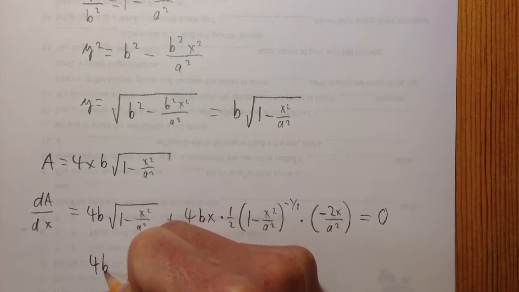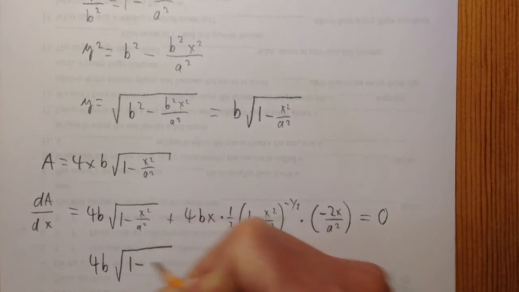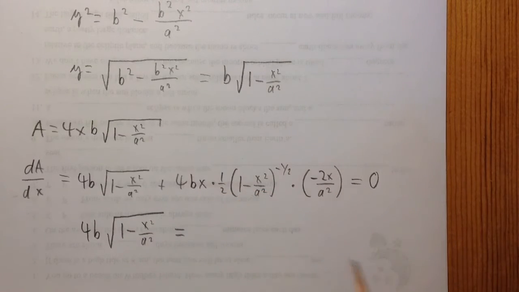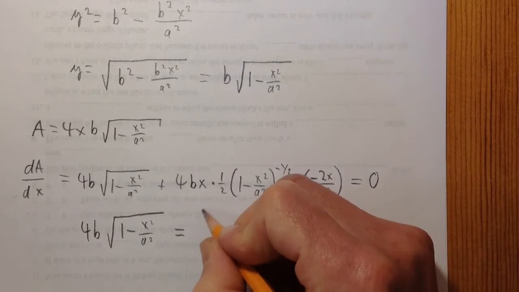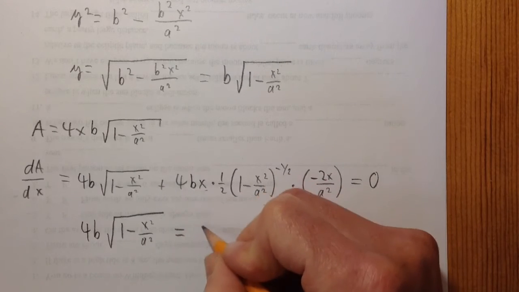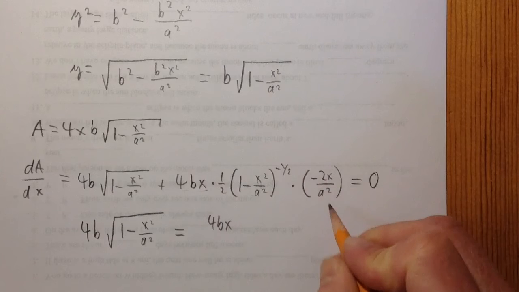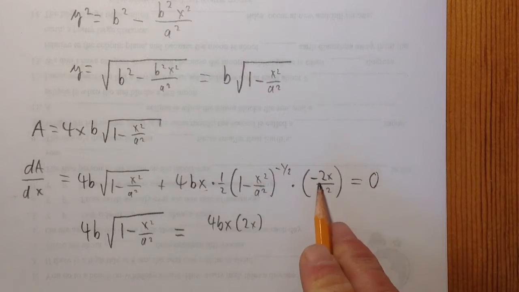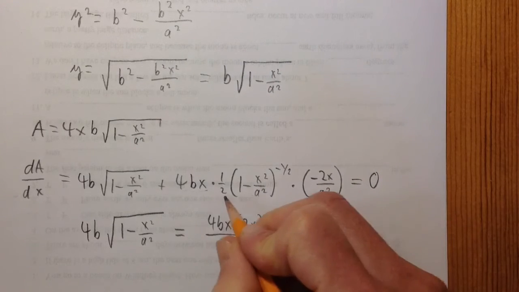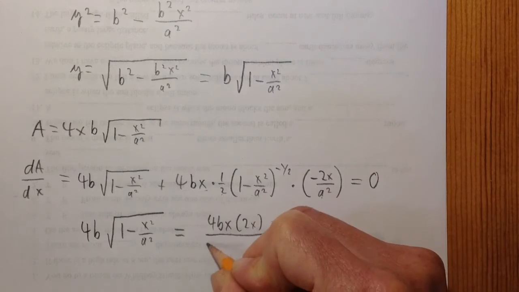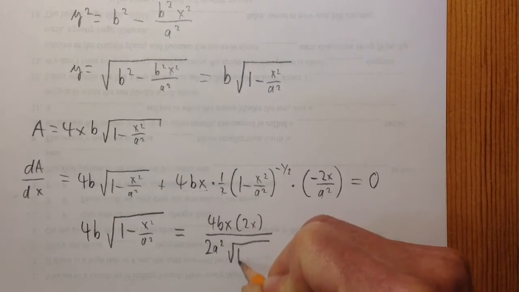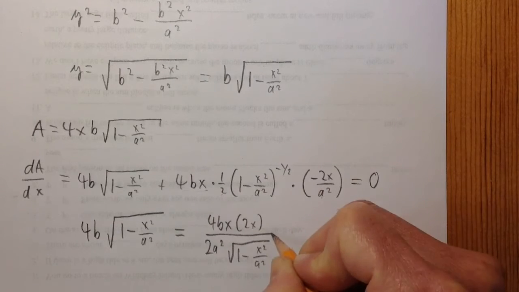So I have 4b times the square root of 1 minus x squared over a squared equals this stuff. And see, on the top we have 4bx, and then we have a 2x, and remember I put it on the other side so the negative went away. On the bottom we have this 2 and that a squared, so 2a squared, and then we have this square root because it's negative 1/2, so square root of 1 minus x squared over a squared.